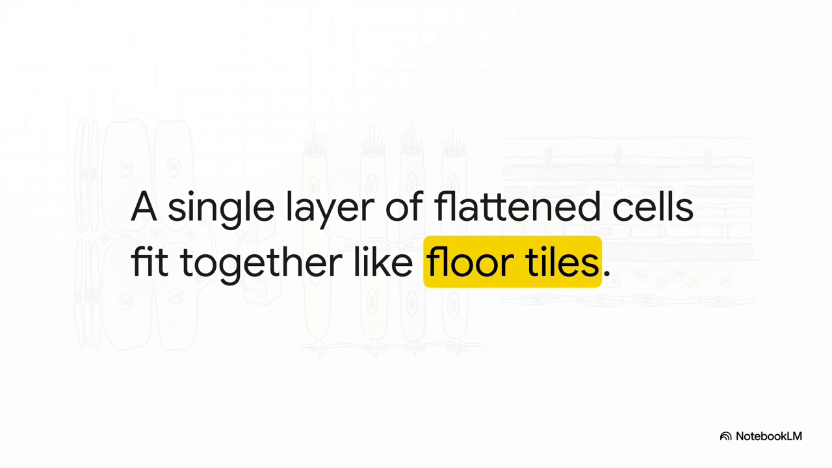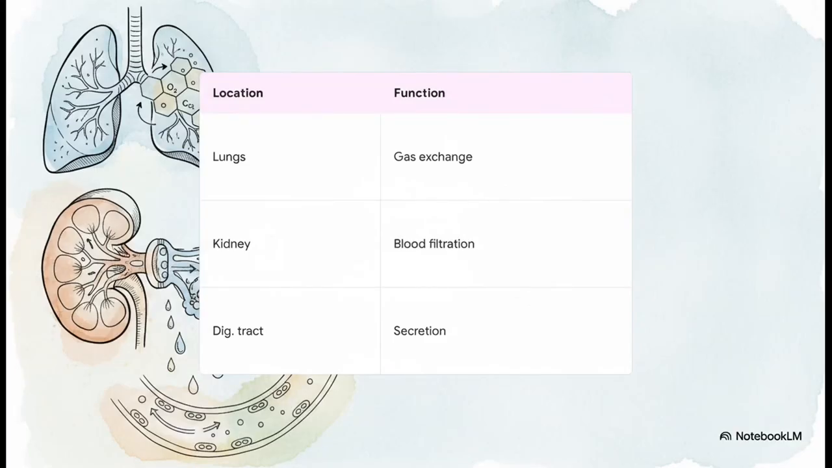Simple squamous is made up of a single layer of these flattened, irregular shapes that piece together perfectly, literally just like floor tiles. In fact, because they fit together so seamlessly to form this smooth lining, they're actually referred to as pavement epithelium. Now, why does it matter that they look like pavement? Well, the extreme thinness of these tiles perfectly dictates what they do.